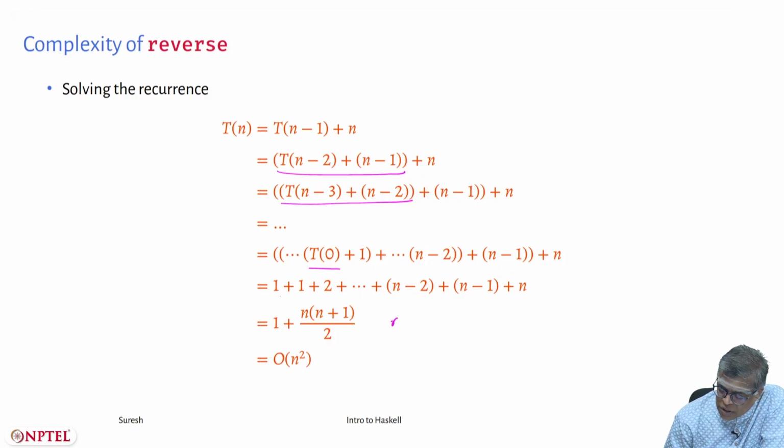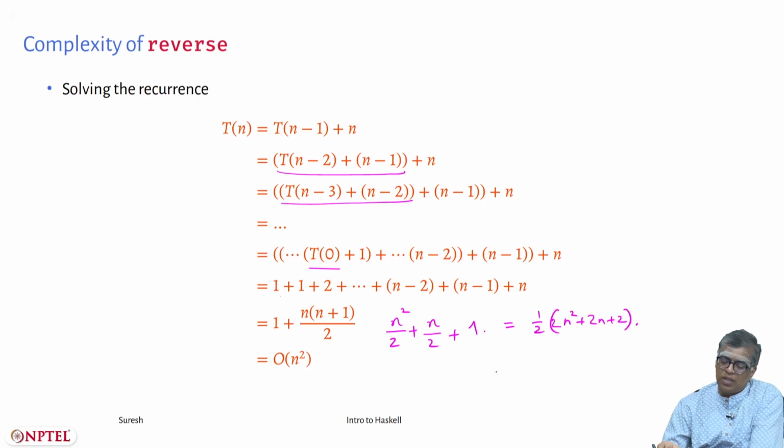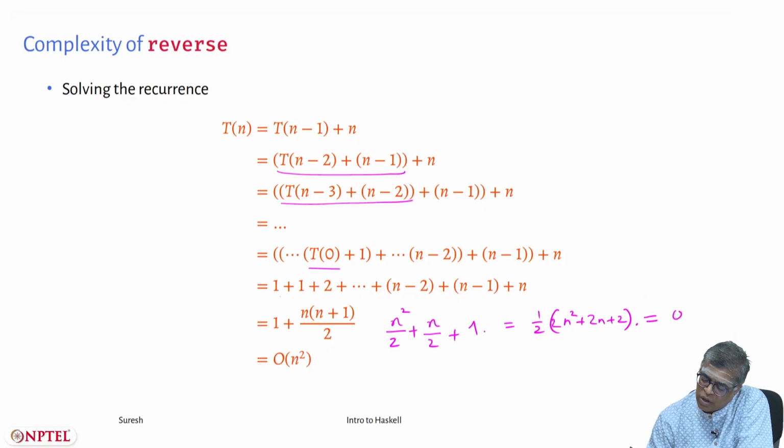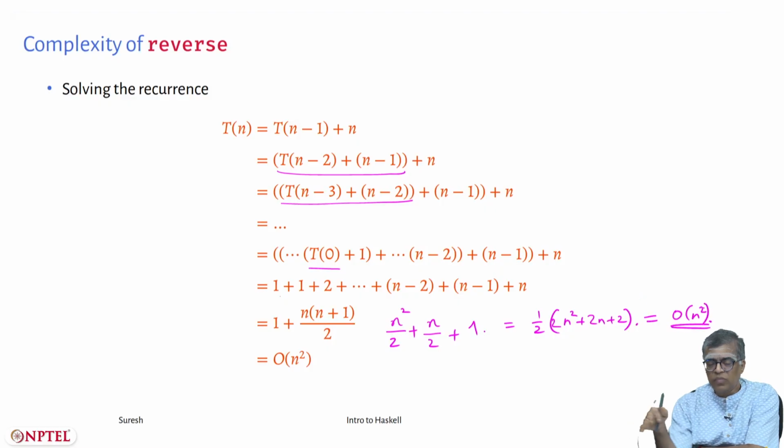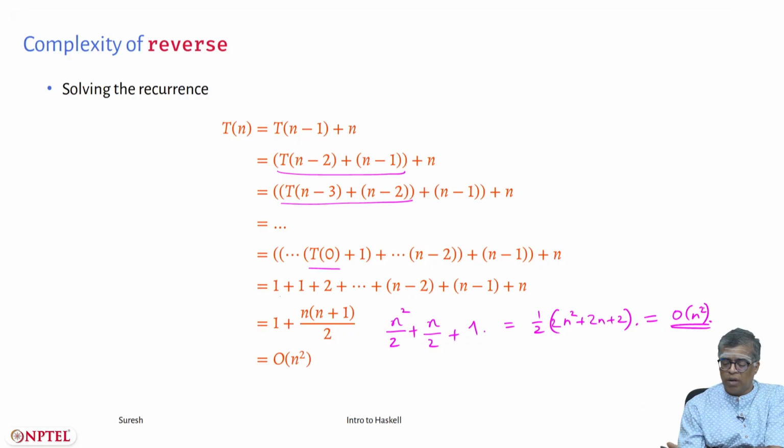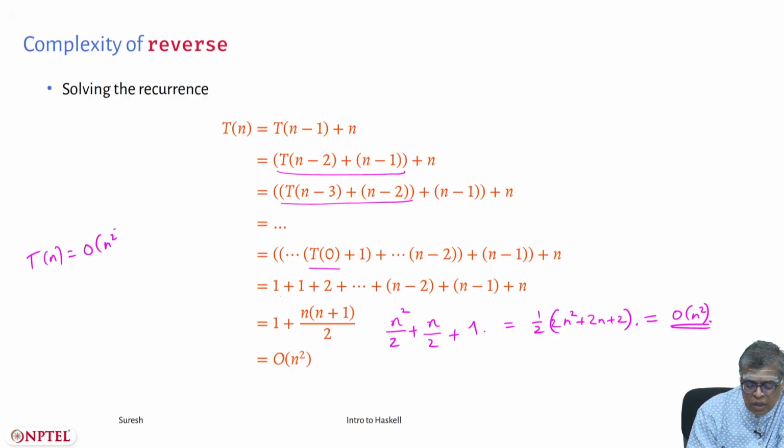If you actually expand it out, this is n squared by 2 plus n by 2 plus 1, that is something like half into n squared plus n plus 2 or whatever, but this does not matter at all. You can always say that this is nothing but order n squared, because this grows at the same rate as n squared. So, finally, you can summarize all these calculations by saying that t of n is order n squared for reverse.